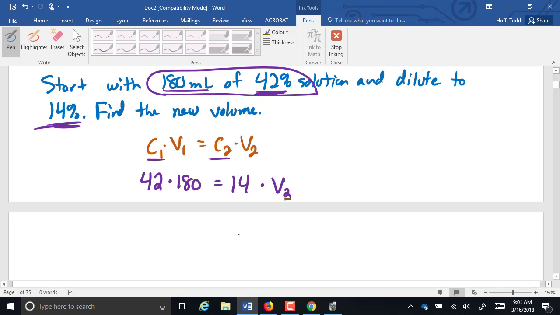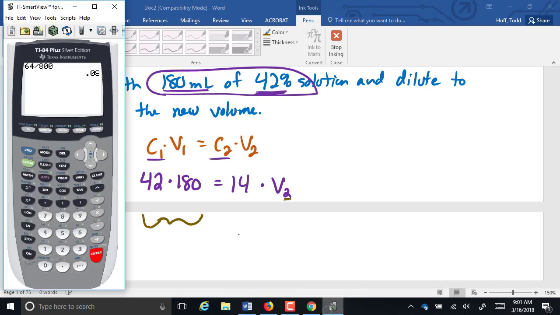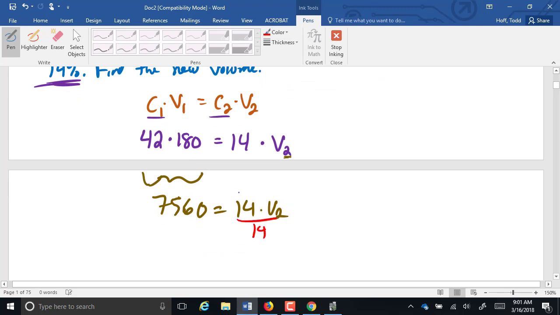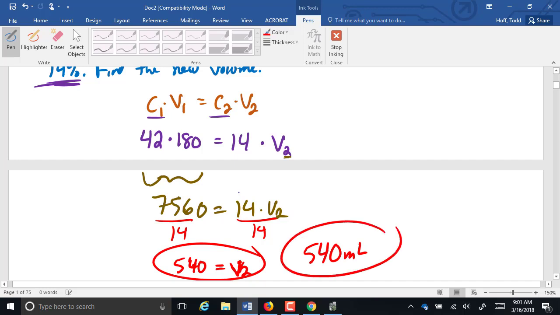So to solve this, we do 42 times 180, which is 7560, perfect, equals 14 times V2. And now we solve that by dividing by the 14, which is what, 540? Equals V2. So our second volume is 540 milliliters, because the first volume was in milliliters. So the new volume is 540 milliliters.